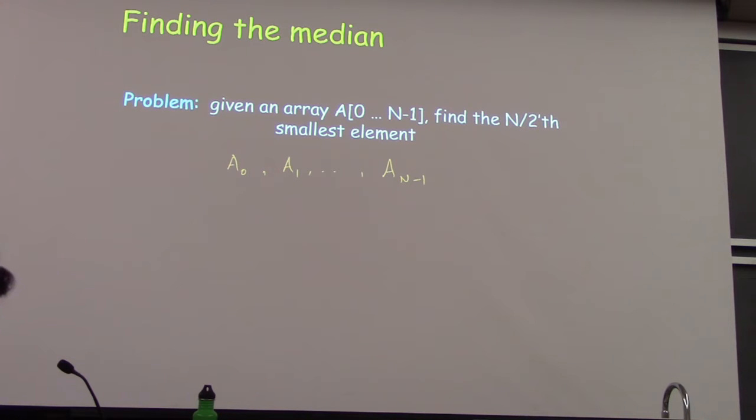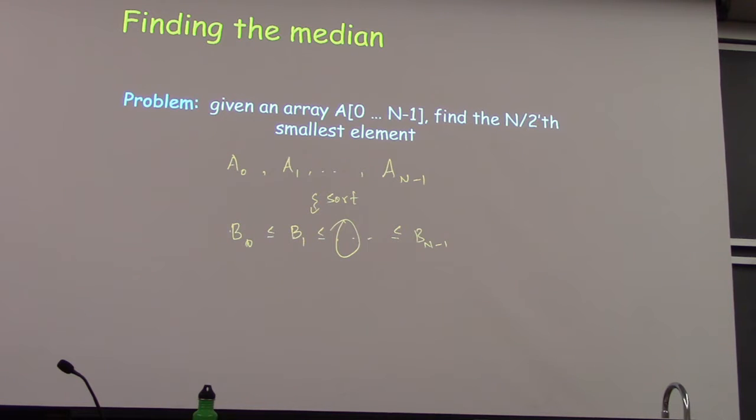We have this array, and you want to find the n over 2th smallest number. If you order them in increasing order, you have some b0 less than or equal to b1 and so on. Then you want to find the middle element of the sorted array. So this is the problem.